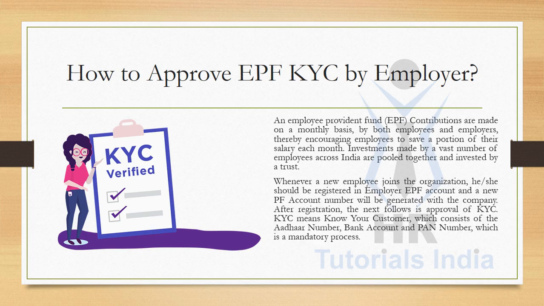Whenever a new joinee joins the organization, he or she should be registered in the EPF account and a new EPF account number will be generated with the company. After generation, next follows approval of KYC. KYC means Know Your Customer, which consists of the Aadhaar number, bank account number and PAN number, which is a mandatory process. Whenever a new joinee joins the organization, if the organization is registered under EPF, then the employer has to register the employee in the EPF account, and an EPF number and a UAN number will be generated by the company for the employee who joins the company.